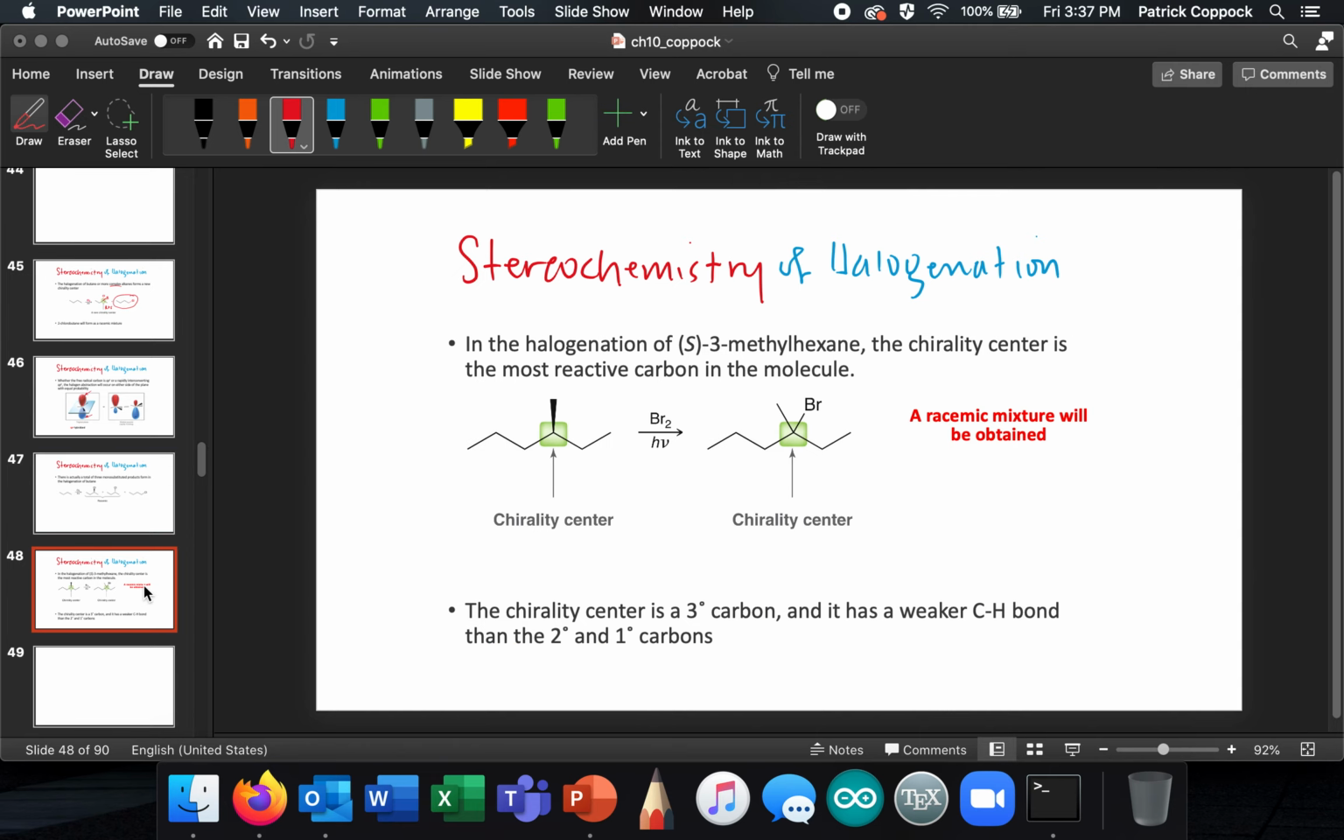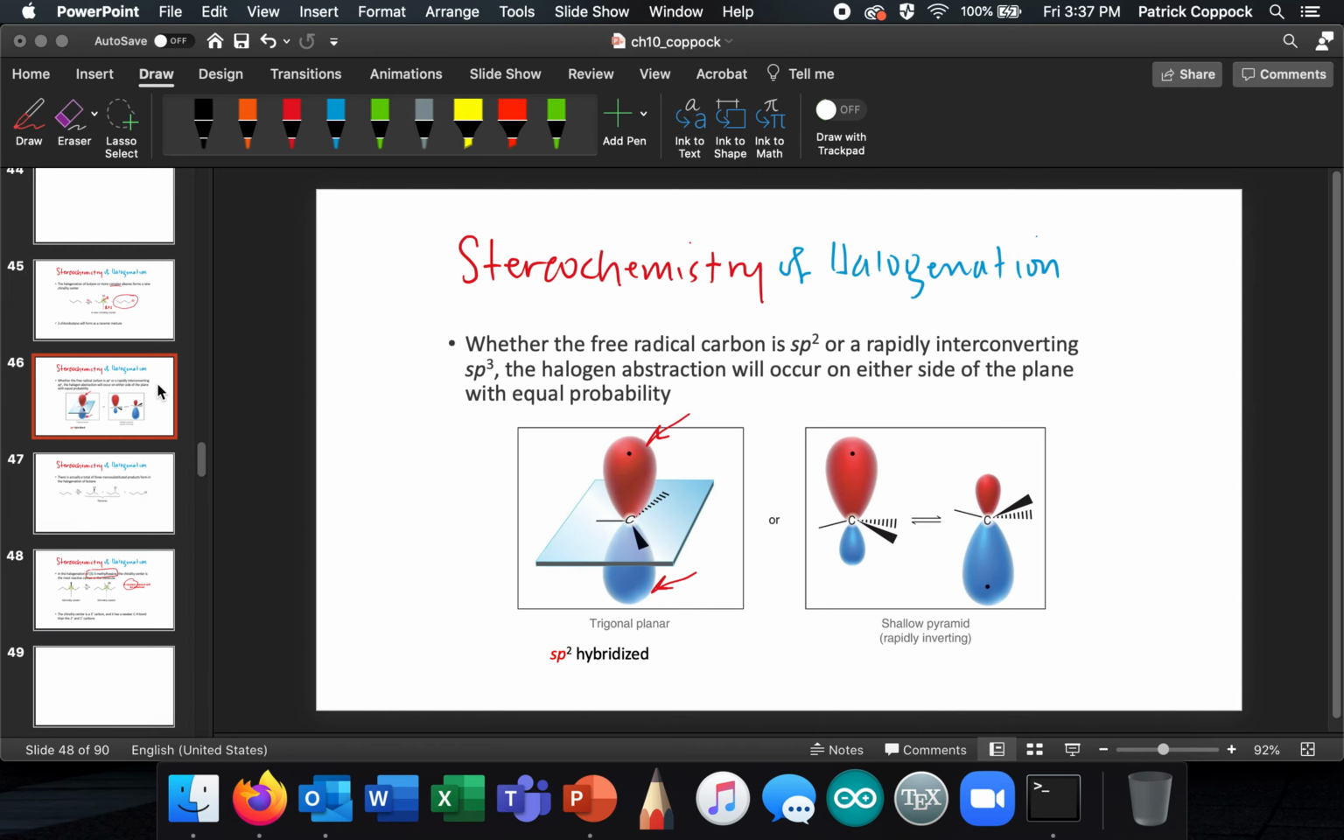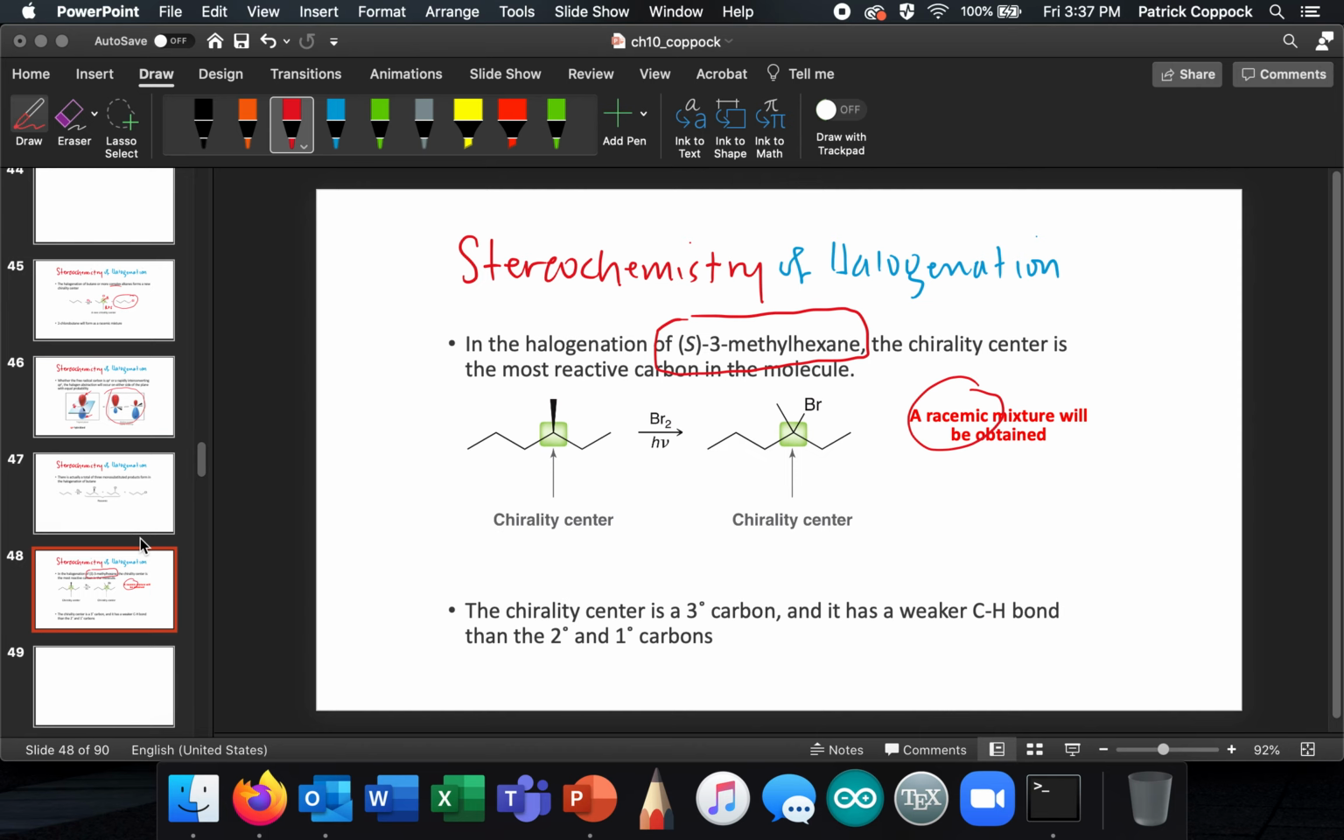If we try to brominate it, the halogenation of S-3-methylhexane, it turns out that we're still going to get a racemic mixture because the intermediate is this sp2 hybridized, or it could be that too. But either way, if we were brominating, sorry, I'm having a hard time talking right now. Let me just go back here.